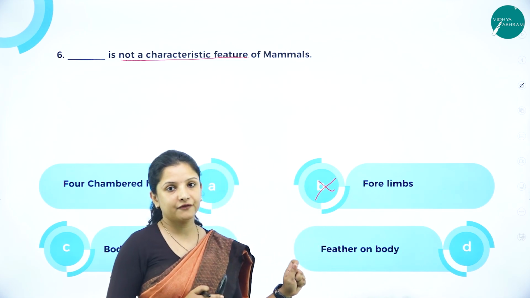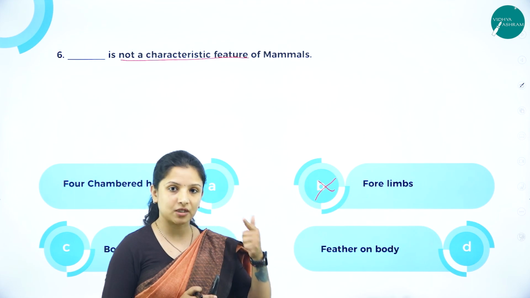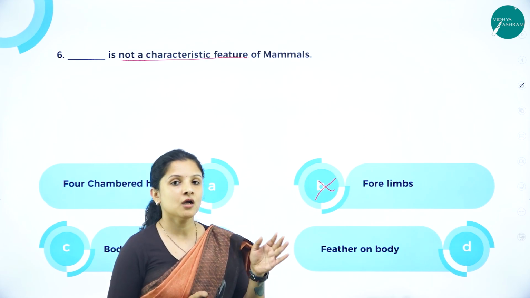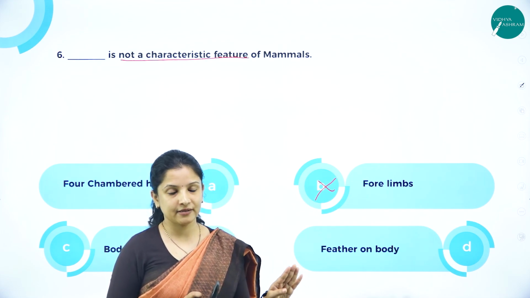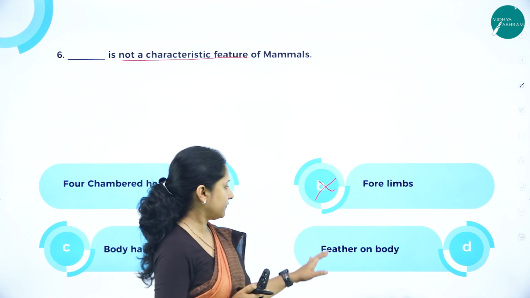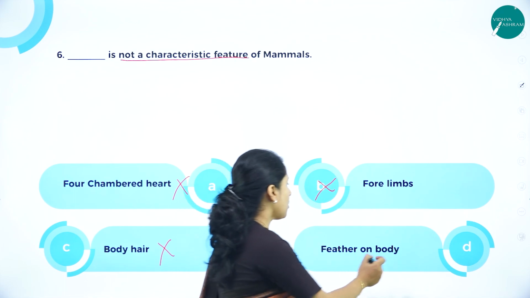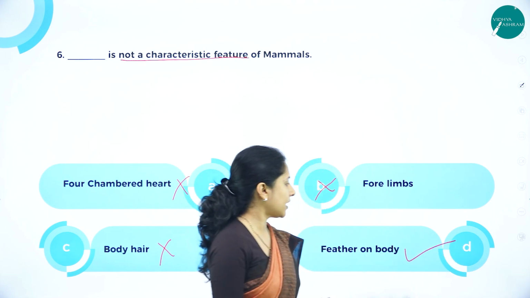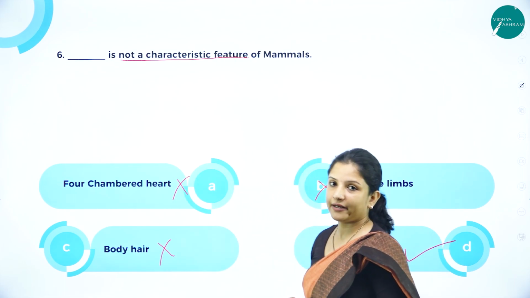Now don't get confused. Okay, bat is put under mammals, which is capable of flying, but bats do not have feathers. Their body is also covered by hair itself. So therefore feathers on the body is not a characteristic feature of mammals. So therefore option D is the right answer here.